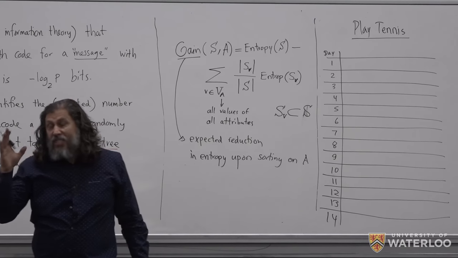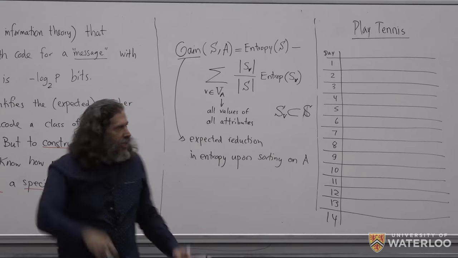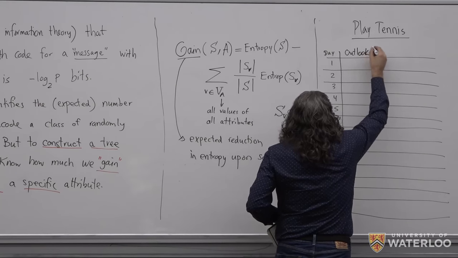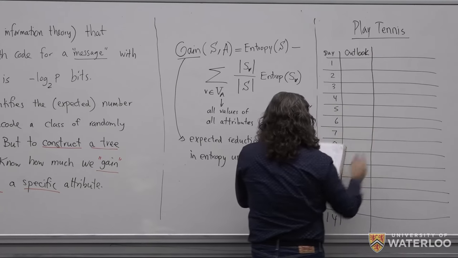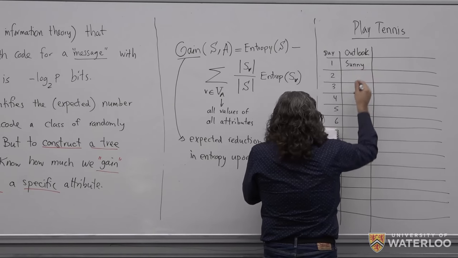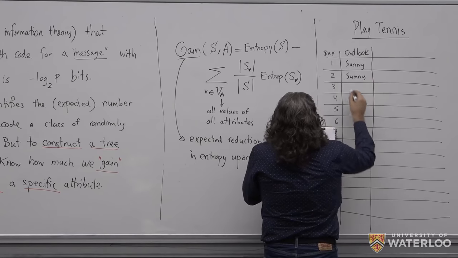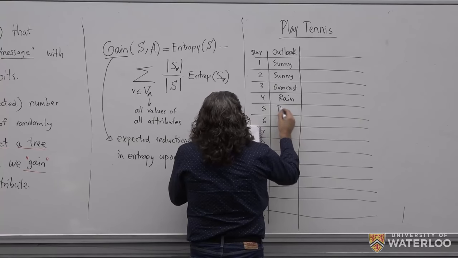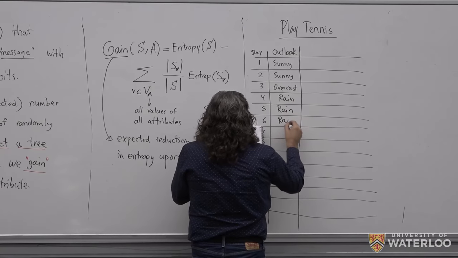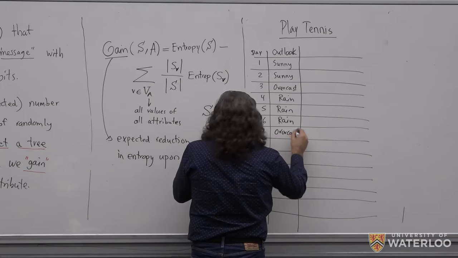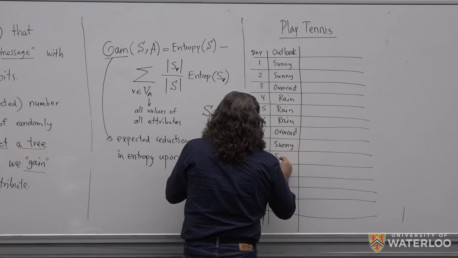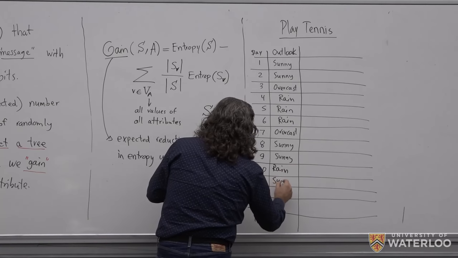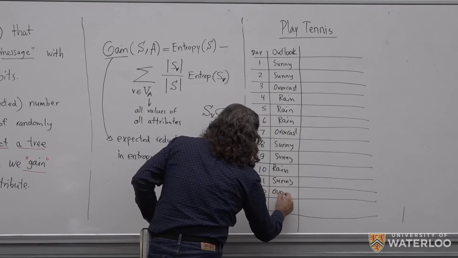Outlook. And says the outlook on day one was sunny. Was sunny again. Was overcast. Was rainy, rainy, rainy. Was overcast. Was sunny. Sunny. Rain. Sunny. Overcast. Overcast. Rain. Data collection is a painful process. Oh my God, my hand is paining.